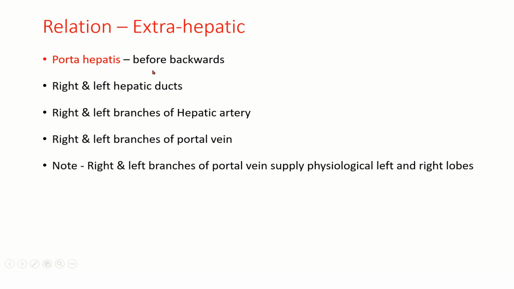So at the porta hepatis, the relations are like this from before backwards. So first relation will be right and left hepatic ducts. Then behind that, right and left branches of hepatic artery. And next to that, the posteriormost structures will be the right and left branches of the portal vein. Note, right and left branches of the portal vein supply physiological left and right lobes.